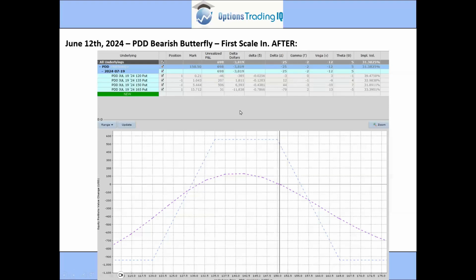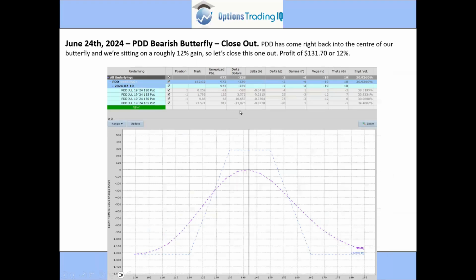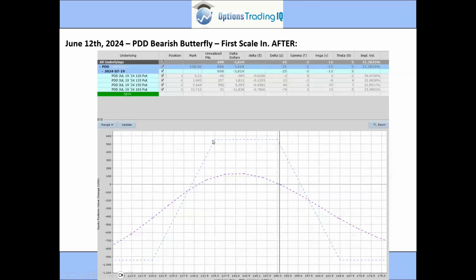So that was June 12th. And then June 24th, we got the pullback into the middle, closed out the butterfly. Now our T+0 line is pretty much right in the middle of our structure. Notice how it looks a bit more like a condor. Let's go back. When we have our first scale in, it's kind of like a condor, isn't it? Even though we're using all puts, it's actually got that condor shape.